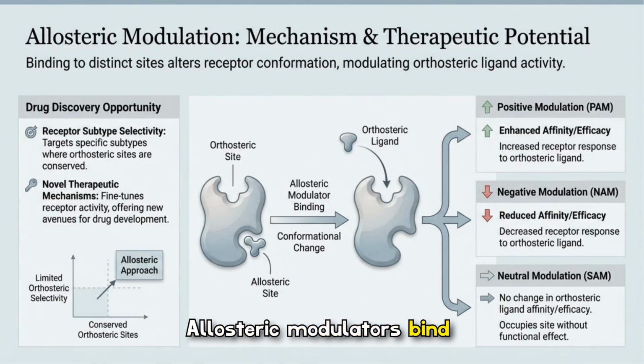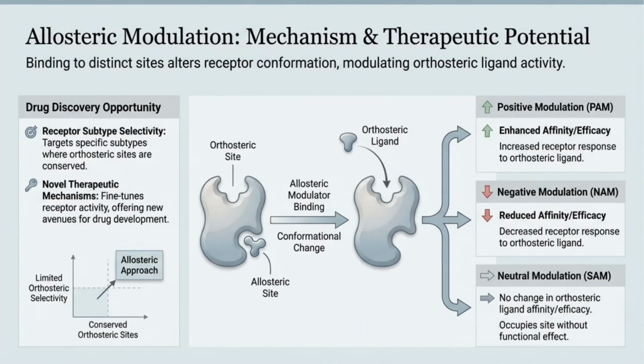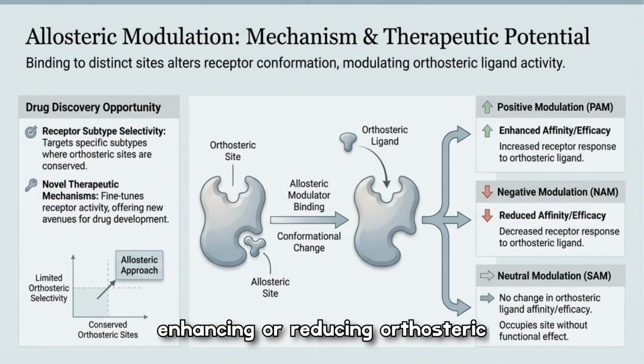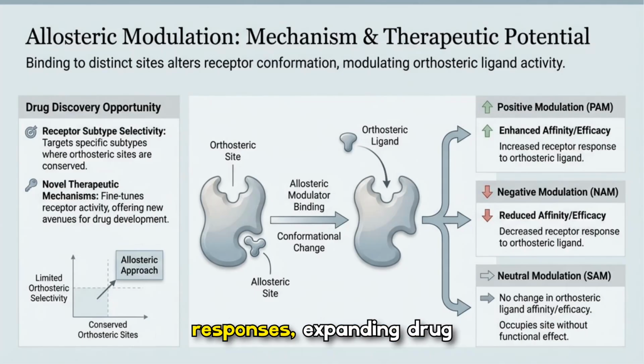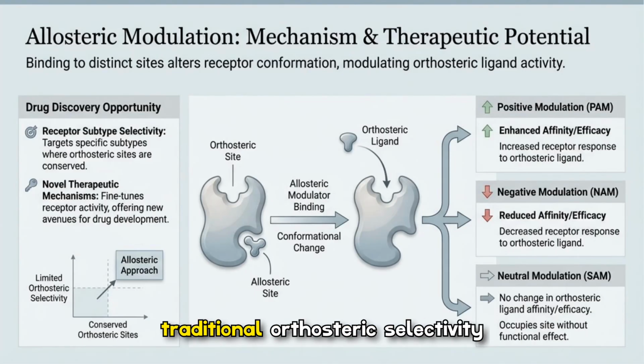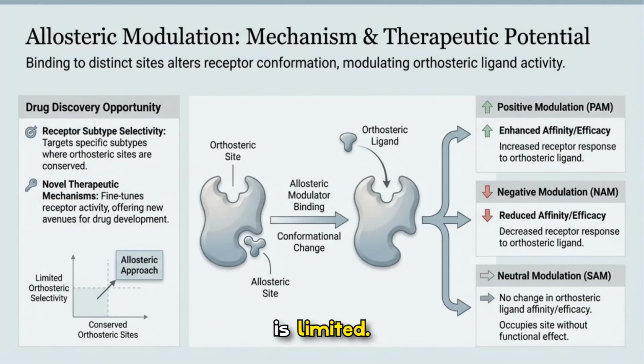Allosteric modulators bind distinct sites to change receptor conformation and modulate orthosteric ligand activity, and the slide lays out positive, negative, and neutral modulation. Allosteric approaches offer subtype selectivity and novel therapeutic mechanisms by enhancing or reducing orthosteric responses, expanding drug discovery opportunities where traditional orthosteric selectivity is limited.